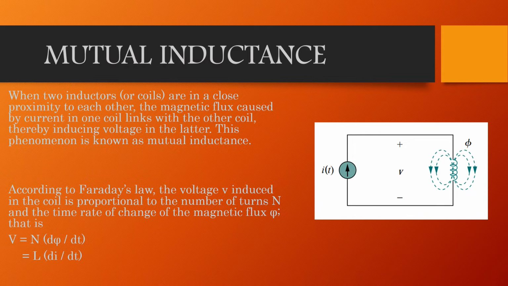Now, let us first consider a single inductor, a coil with N turns. When current I flows through the coil, a magnetic flux phi is produced around it. According to Faraday's law, the voltage V induced on the coil is proportional to the number of turns N and the time rate of change of magnetic flux phi. That is, V is N d phi by dt. On simplification, we get V is L di by dt, where L is the coefficient of inductance.